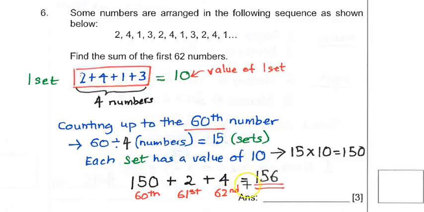If you have the 64th, then you add 3. This is what it means. The 60th number, the value added up together is 150. You add 2, you add 4, total is 156. Let's carry on.